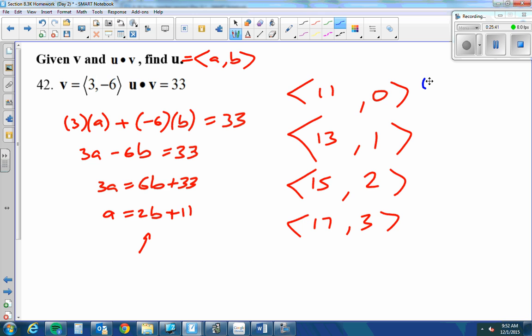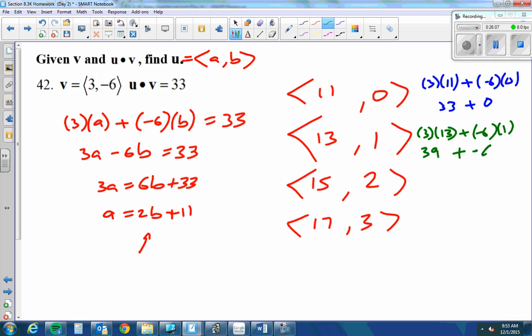So watch. If I do the dot product, I do horizontal times horizontal, that's vertical times vertical. And that's 33 plus 0, which sure enough is 33. The next one, I do horizontal times horizontal, the 3 times the 13 from this one. I do the negative 6 from here times the 1 from this one. Well, this time I get 39 here, I get negative 6 here. No, 33 for the dot product again. So I'm saying these are all viable answers. And there's a whole infinite list you can choose from. So pick one and write your answer, okay?